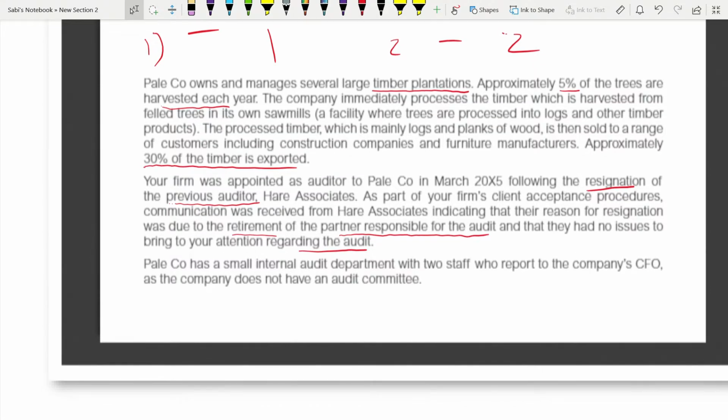Pale has a small internal audit department with 2 staff who report to the company CFO, as the company does not have an audit committee. They have a small audit department, 2 staff who report to the company CFO, and no audit committee.